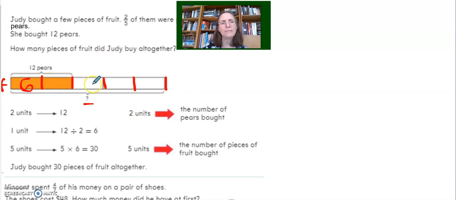How many pieces of fruit did she buy altogether? Well, wouldn't that be 6 times 5? 6, 12, 18, 24, 30. And 6 times 5 is 30. And so there we go.